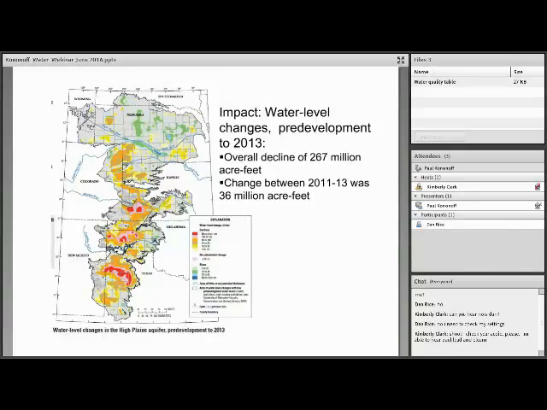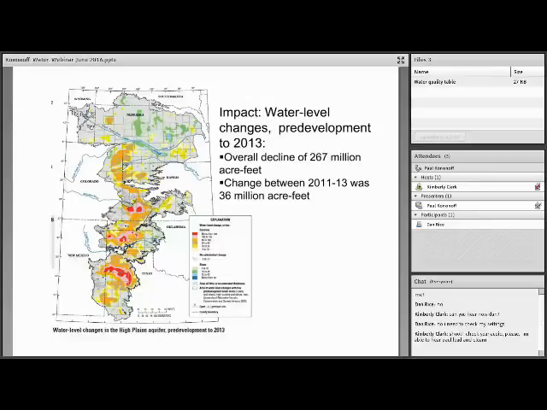So what impact has this irrigation had on the High Plains Aquifer? It's been estimated that since pre-development, there's actually been an overall decline of 267 million acre feet in the High Plains Aquifer. So it's probably not a surprise to anybody on the call here today, but the reality is the high density of irrigation wells has resulted in a decline in water volumes in the High Plains Aquifer.